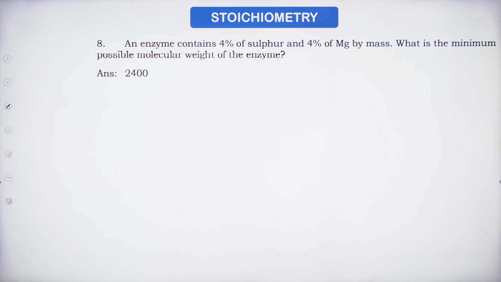An enzyme contains 4% of sulfur and 4% of magnesium by mass. What is the minimum possible molecular weight of the enzyme? Just have a look at the problem, students. One second.